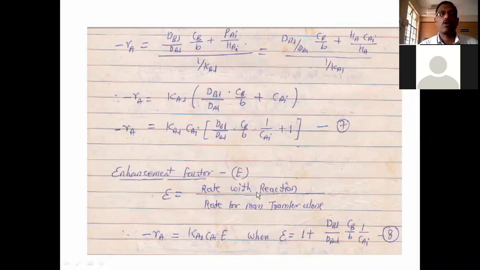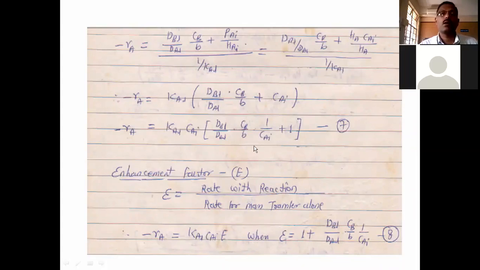That is, it is the ratio of the rate with reaction to the rate for mass transfer alone. So the rate with reaction and the rate for mass transfer alone, this ratio is called the enhancement factor. So from equation 7, we can write this bracket term, that is dBl upon dl into Cv upon V into 1 upon Ci plus 1. This term we consider as E.